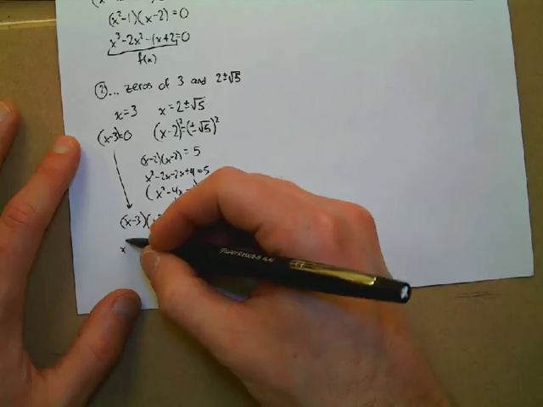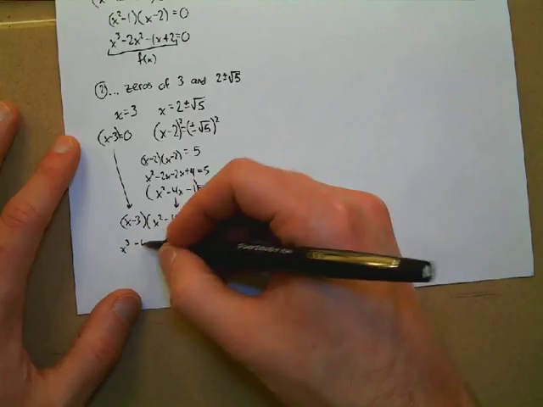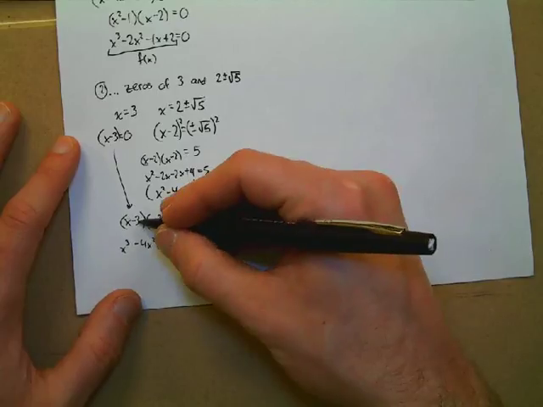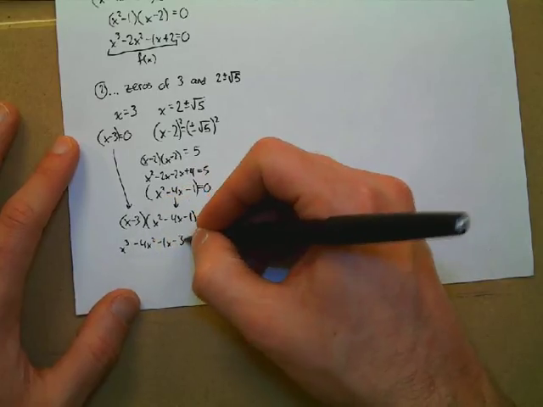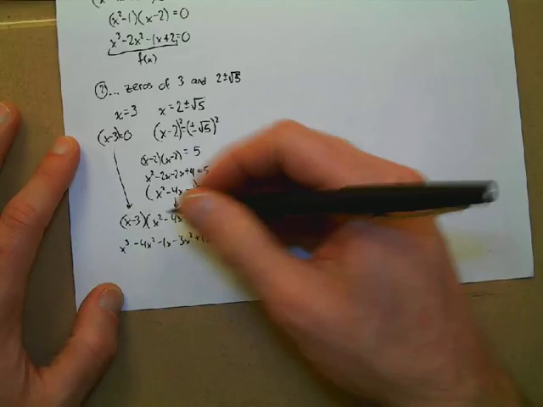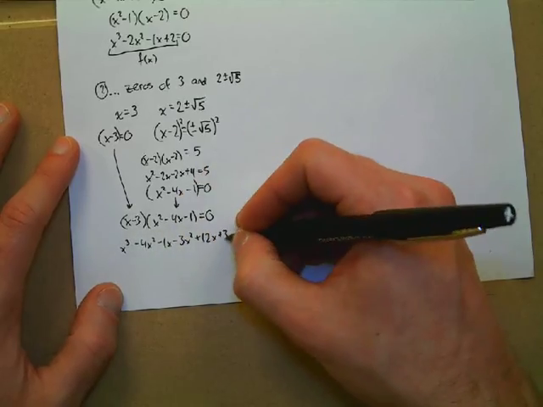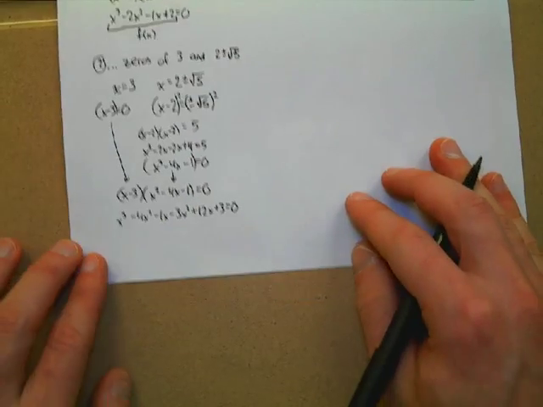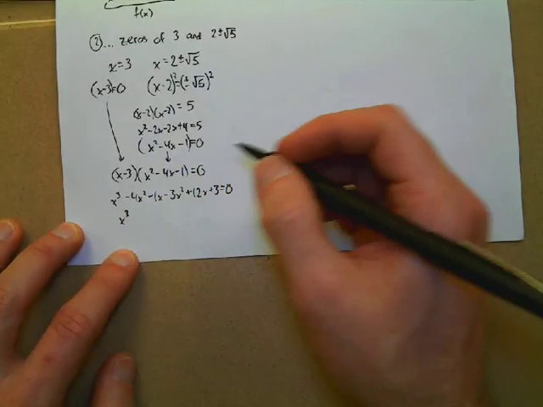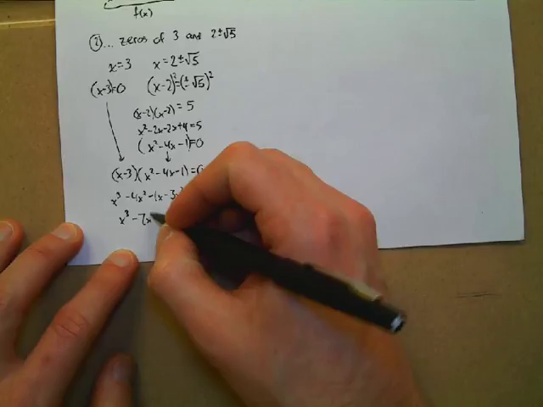Negative 3 times x squared is negative 3x squared. Negative 3 times negative 4x, positive 12x. Negative 3 times negative 1, positive 3. And then combine like terms. And there is our polynomial.